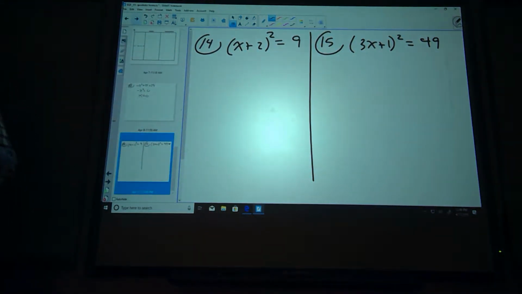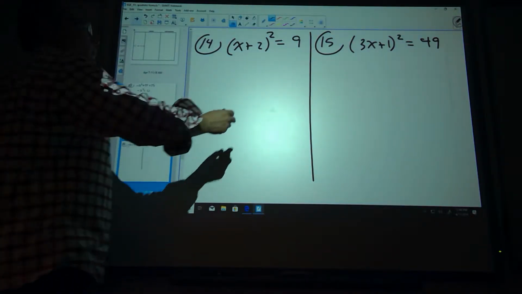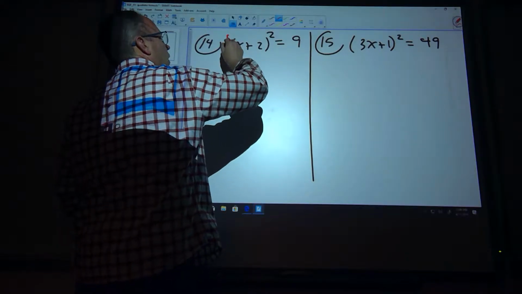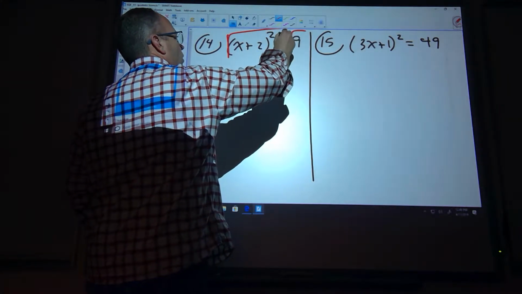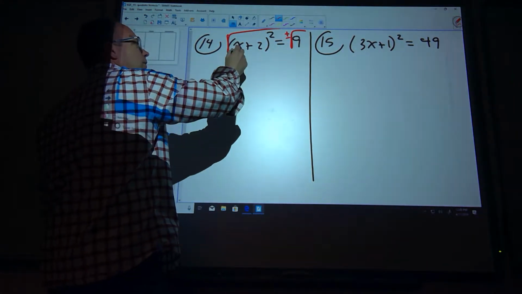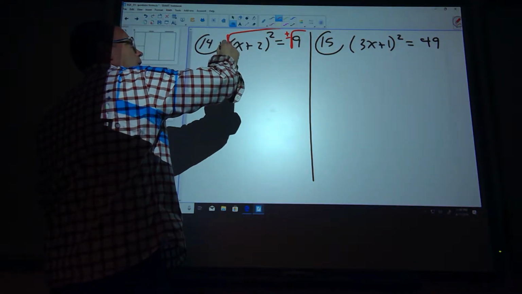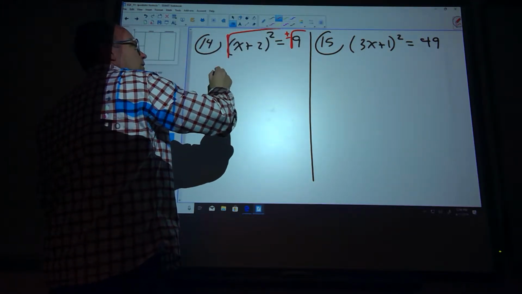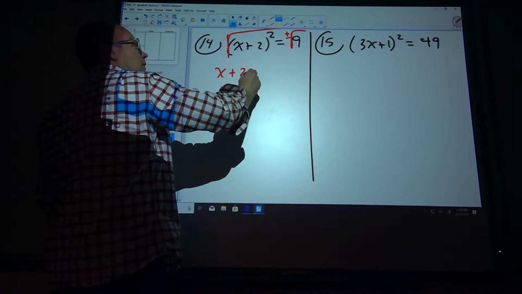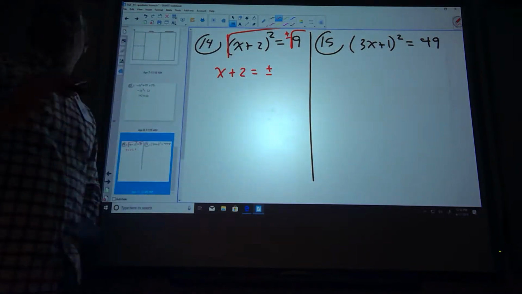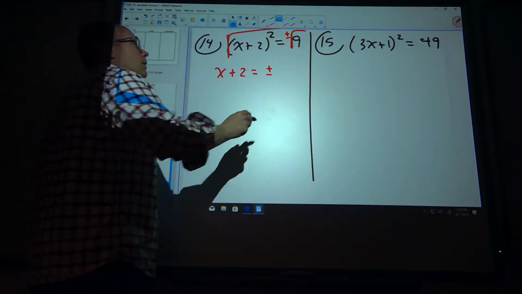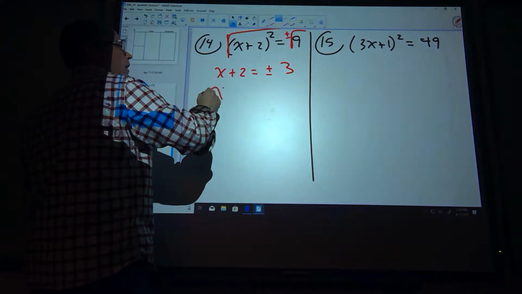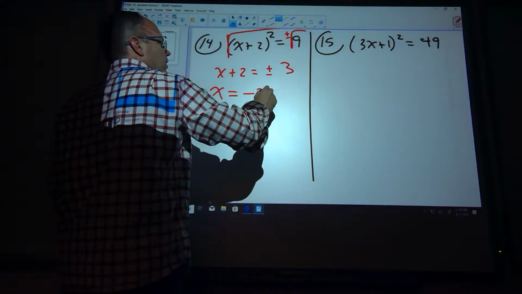We have a quantity that's squared. If we have a quantity that's squared, what I'm going to do as the first move is take the square root of the whole quantity. Remember, you got a plus or minus. So the square root cancels out the squared, so I just get x plus 2 on the left side, plus or minus, and the square root of 9 is 3. And then from there, I'm going to just subtract 2 from both sides.